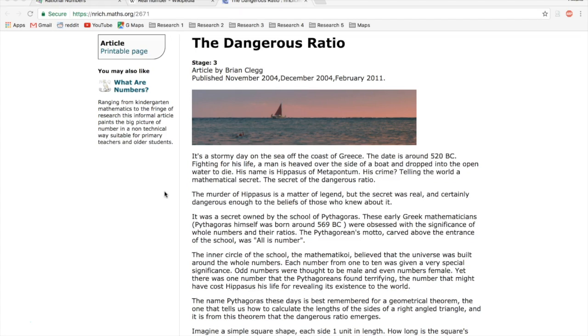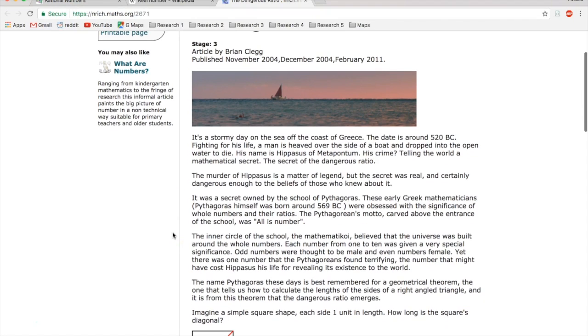The murder of Hippasus is a matter of legend, but the secret was real and certainly dangerous enough to be a threat to the beliefs of those who knew about it. It was a secret owned by the school of Pythagoras. These early Greek mathematicians, Pythagoras himself was born around 569 BC, were obsessed with the significance of whole numbers and their ratios. The Pythagoreans' motto carved above the entrance of the school was, 'All is number.'"